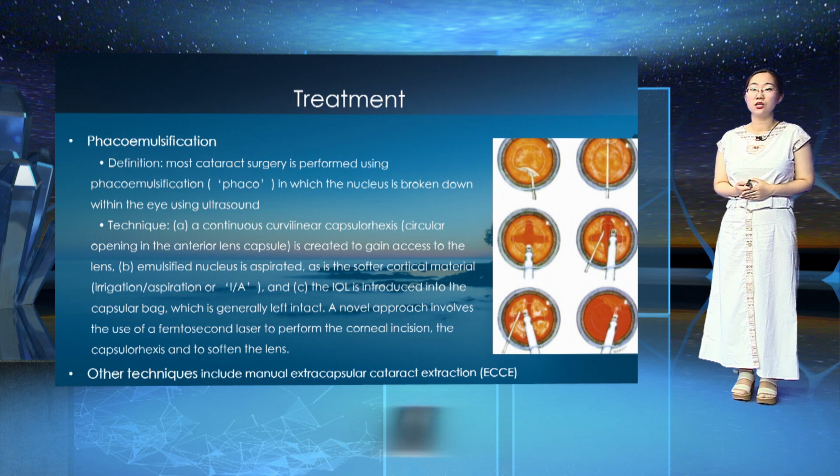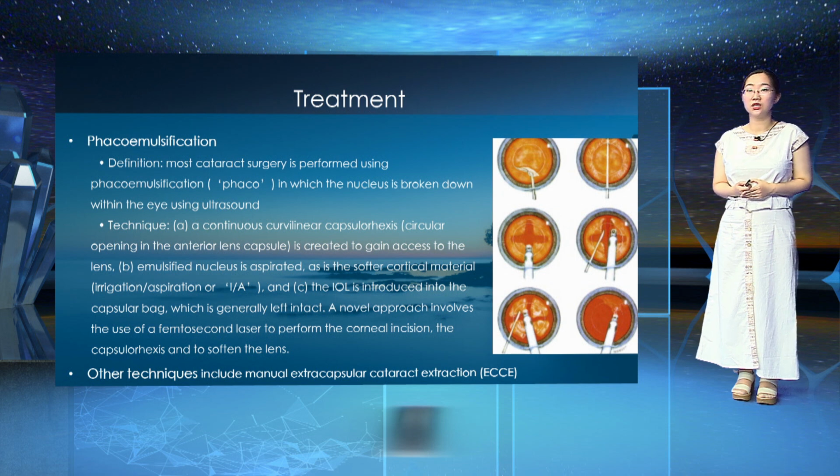Treatment, we use surgery mostly. Most cataract surgery is performed using phaco, in which the nucleus is broken down within the eye using ultrasound. And the techniques: the first one, we make a continuous circular opening in the anterior lens capsule; the second, we use the I/A; and the third, we put the IOL into the capsular bag.